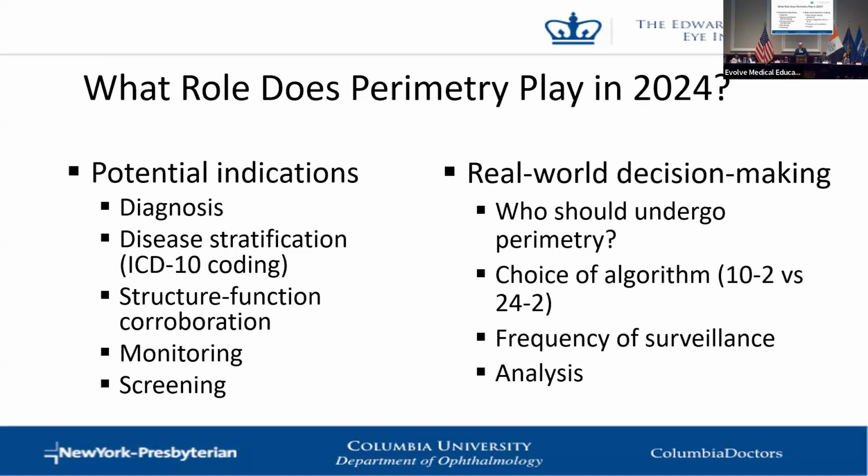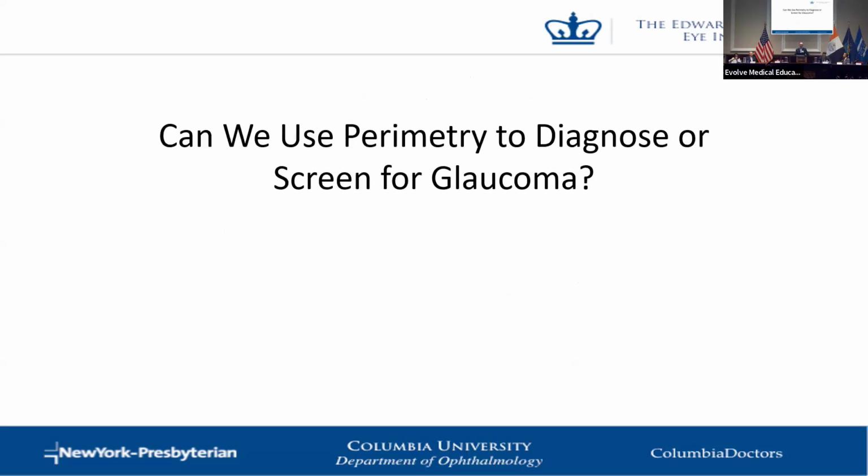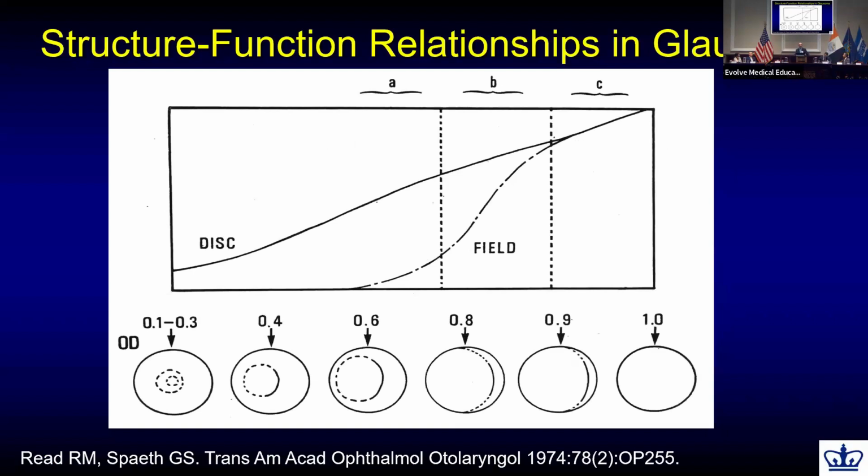And what about the real world? Who should undergo perimetry? What algorithm do we use? How often do we do it? How do we analyze it? I'm going to just try to address some of these questions, not all of them. But can we use perimetry to diagnose or screen for glaucoma? I mentioned earlier that that's difficult.